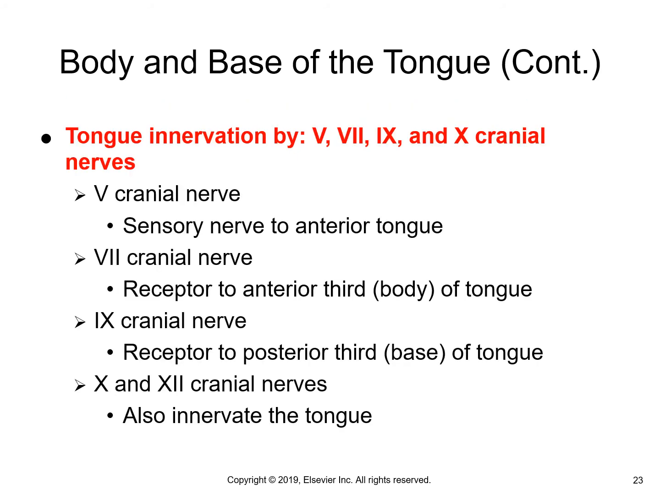The tongue is innervated by the fifth cranial nerve, which is the sensory nerve to the anterior of the tongue, the seventh cranial nerve, which is a receptor to the anterior third or body of the tongue. The ninth cranial nerve is a receptor to the posterior third or base of the tongue. And then the 10th cranial nerve also innervates the tongue.